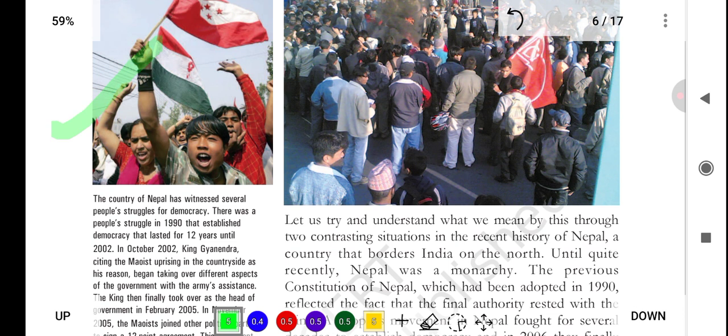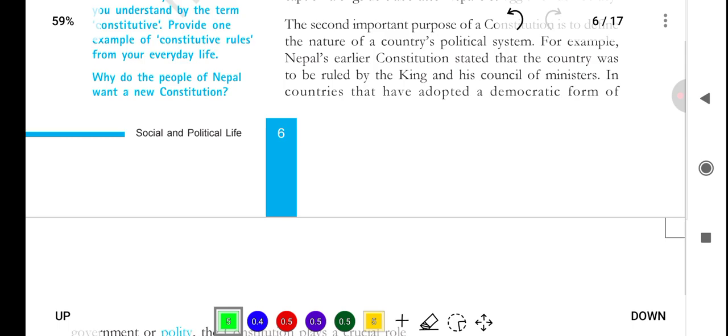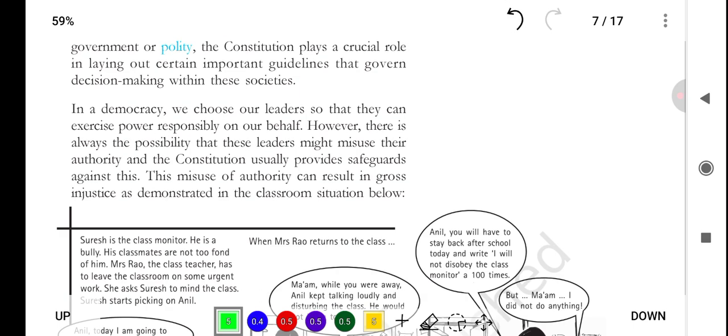So you can see a picture of Nepal's fight for democracy. This one also. Nepal, a country bordering India, has been a monarchy since 1990. A people's movement in 2006 successfully ended the king's powers, leading to the need for a new constitution. The people of Nepal want a new constitution to reflect their ideals and move from a monarchy to a democratic government. The previous constitution defined the country's political system, but a new one is needed to establish a new society. Okay, there was earlier existing a constitution, but they now need a new one.